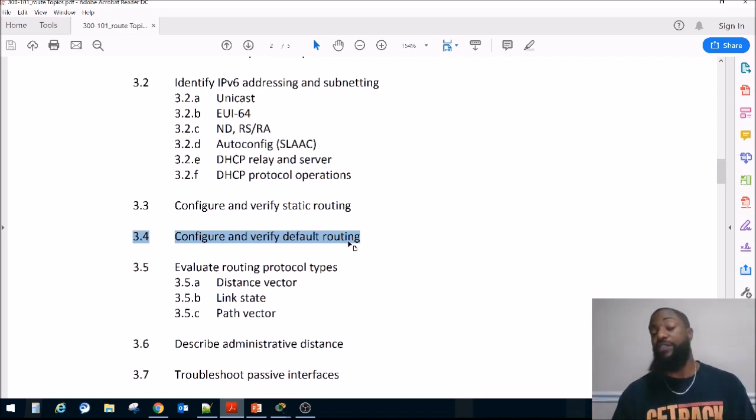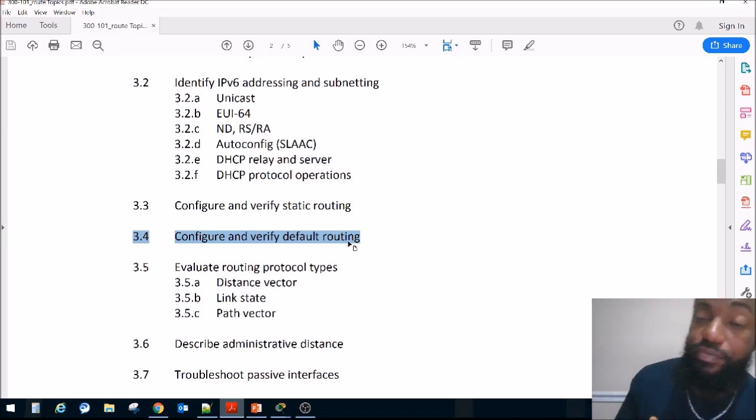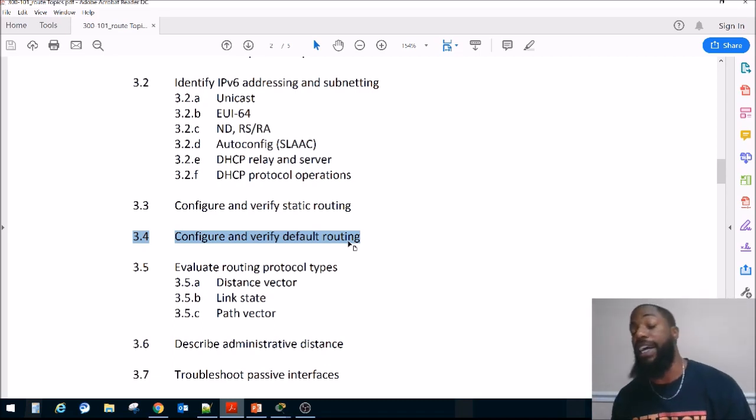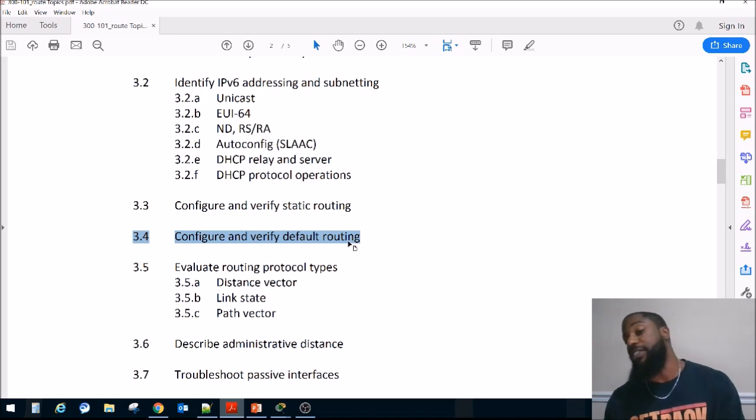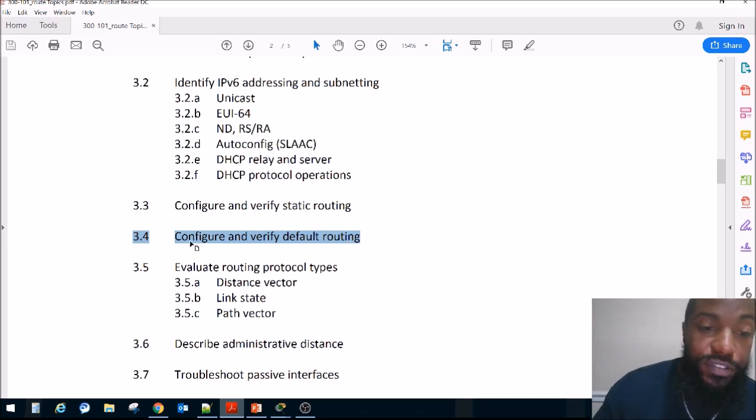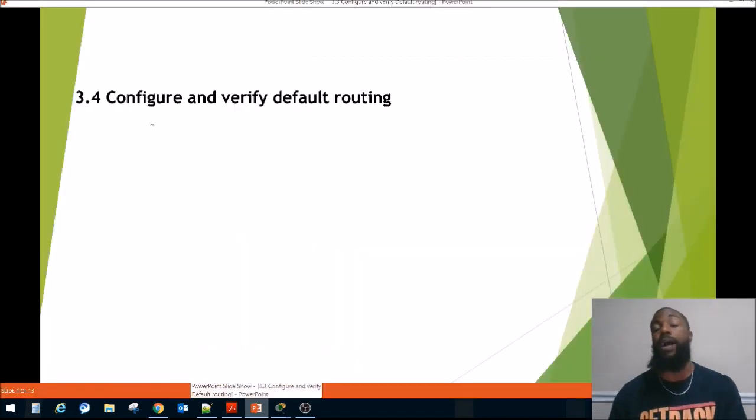So that's why for this video, we're going to have to break it into 3 parts. Actually, it might be 4 parts, we'll see. But it's going to have to get split, and I could not do all this in one video. I wasn't going to do a 3-hour video because nobody is really going to sit through that. So let's go ahead and start off. Again, configure and verify default routing.